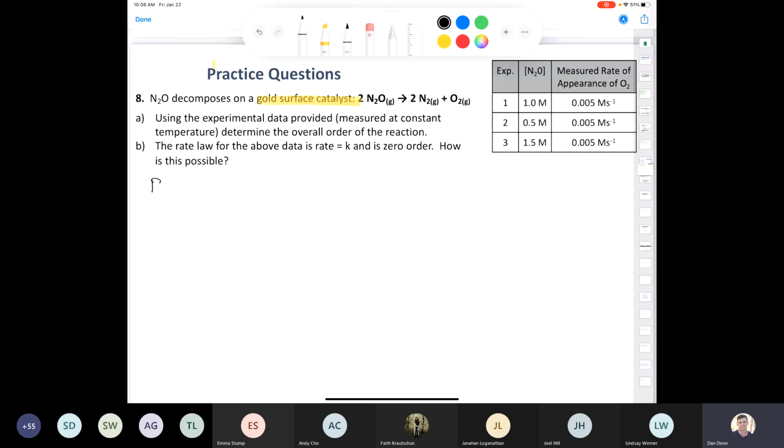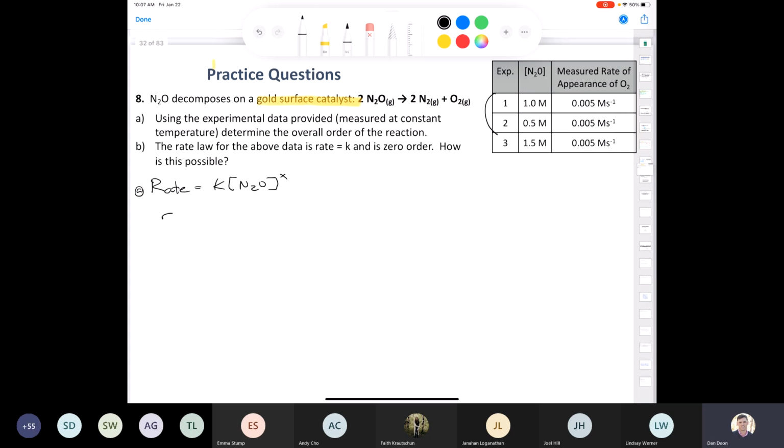We know that our rate law should look something like rate is equal to k times the concentration of N2O to the power of x. But if we use the method of initial rates, let's compare experiment 1 and experiment 2, because you see the concentration of N2O varies.